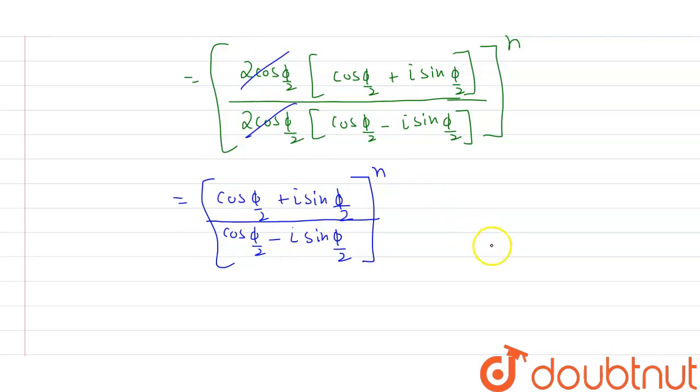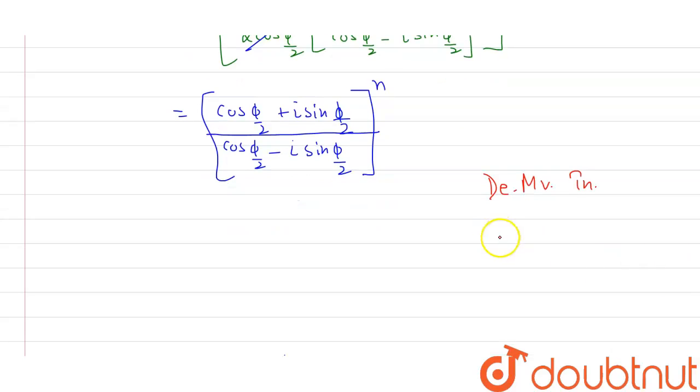Now, de Moivre's theorem says that e to the power i theta equals cos theta plus i sin theta. Also, e to the power minus i theta equals cos theta minus i sin theta. This is what the theorem states.